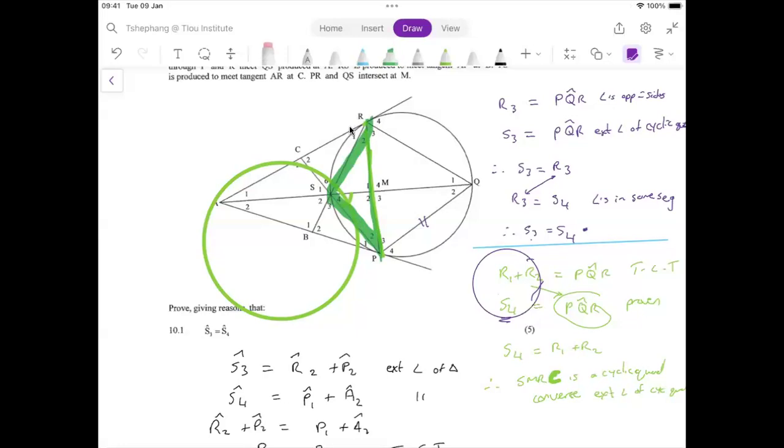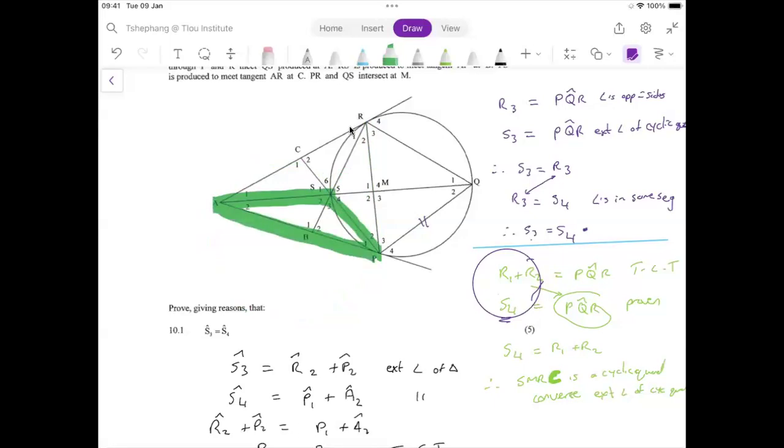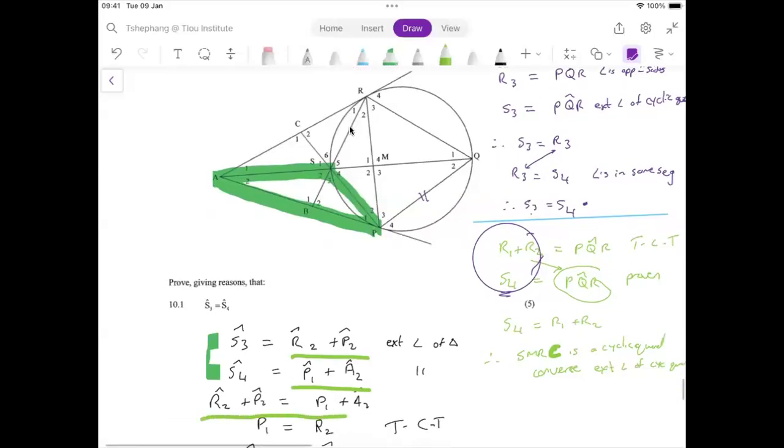So let's just clean it up so I can highlight those triangles. So S4, P1 plus A2. There we go. The reason is the same, exterior angle of a triangle. Okay, now because S3 is equal to S4, I can equate these two together. That's what I did here.